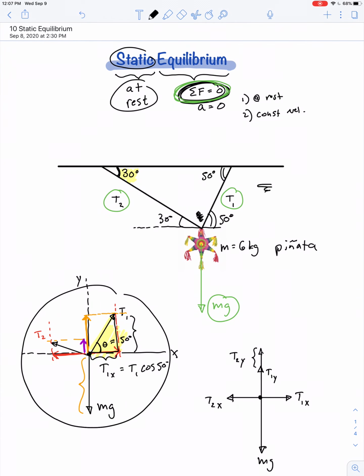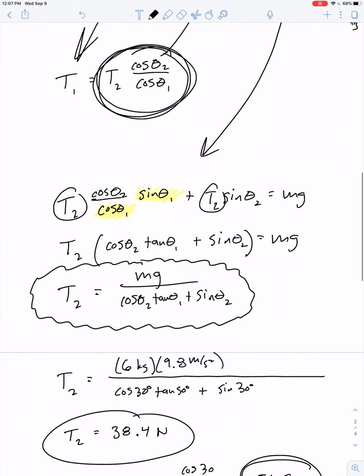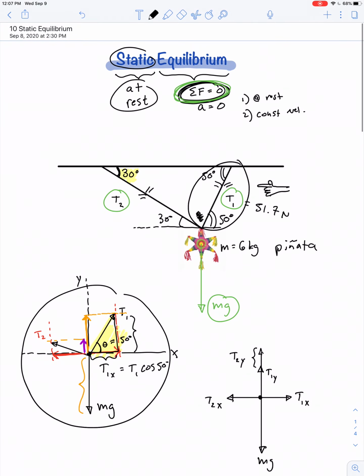If you take your finger and you reach and you pluck this string, and then you take your finger and you pluck this string, wouldn't you expect the one that's more vertical to feel tighter? Yeah? So this one's 51.7 newtons, and the one that's a little more flat was, what do we say, 38.4? Okay.